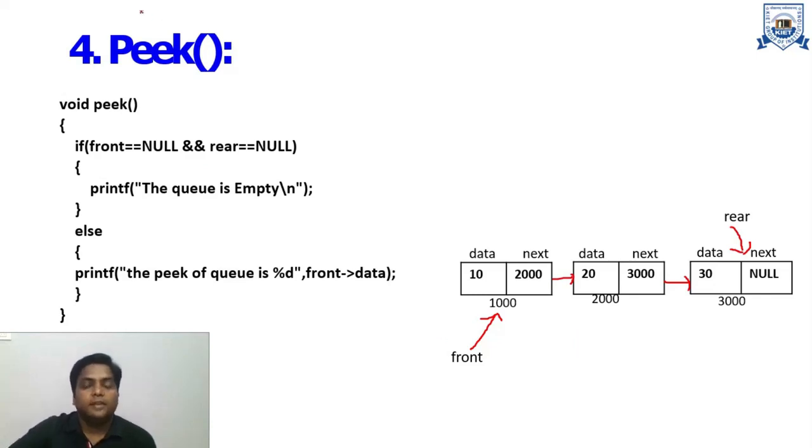Next one is finding the peek element of the queue. How can we find the peek element? We know that the front element is basically the peek element. First of all, we check whether the list is empty or not using the front and rear variables. In this particular case front and rear are not equal, hence this if block will not execute. Now we will move towards the else block. The peek of queue is %d, front to data. Front to data is what? 10. So that is the peek element in your linked list.